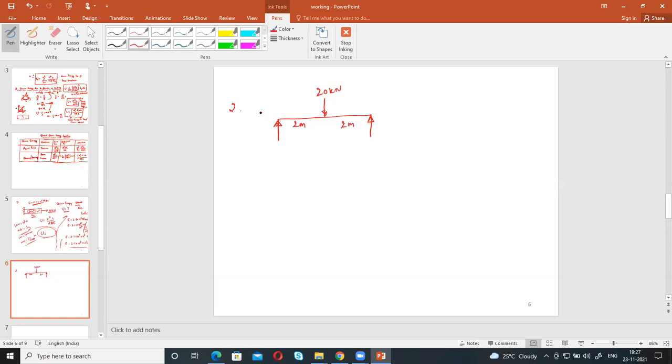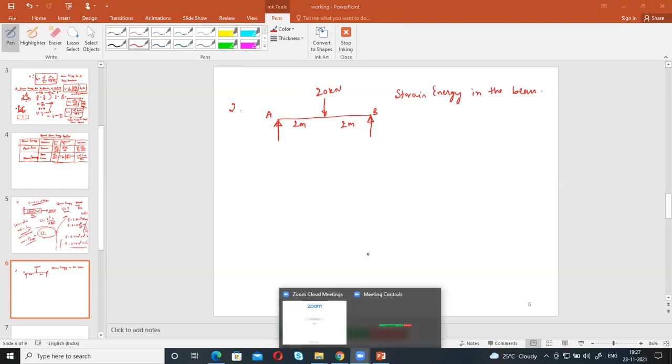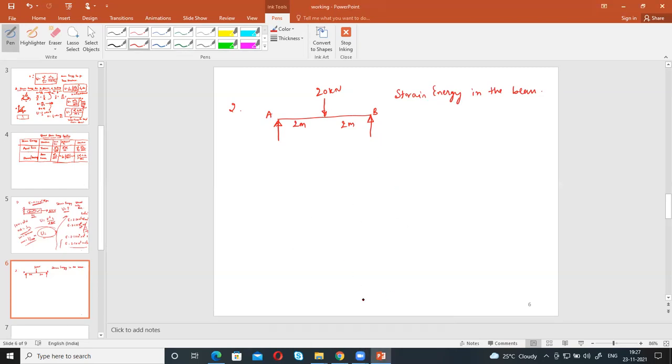What is the strain energy stored in the beam? Determine the strain energy in the beam. Okay, I will give 5 minutes time. Please take a 5 minute break, and simultaneously at that time try to solve this problem. I will get back to you exactly at 7:32 or 33.